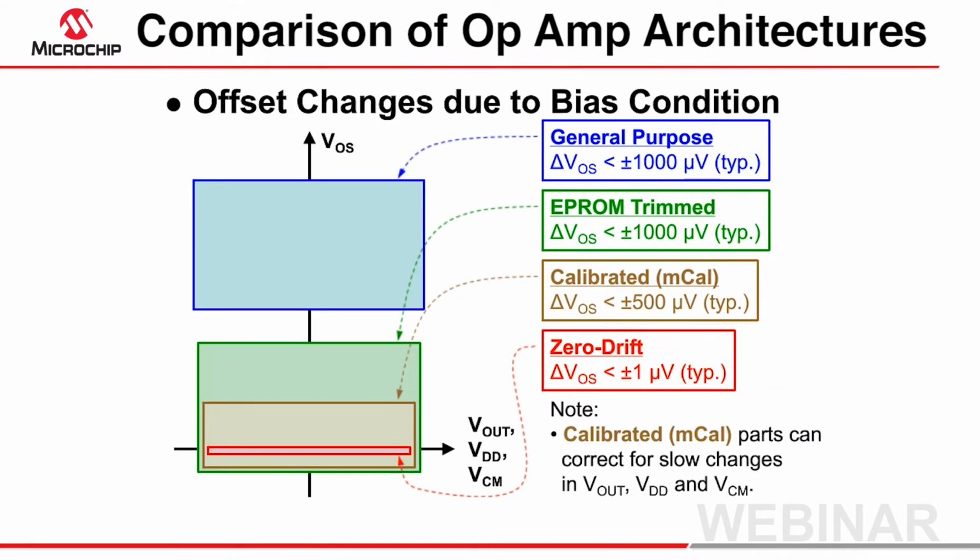Finally, we compare the relative change in offset versus what I refer to as environmental conditions. Now, this can include changes in output loading, changes in the common mode input levels, changes in supply voltage. Again, we see that although the trim devices offer better initial offset performance relative to, say, a general purpose device, they're still affected by the environmental changes. Zero drift devices have the benefit of compensating to these changes due to the self-correcting nature of these devices.